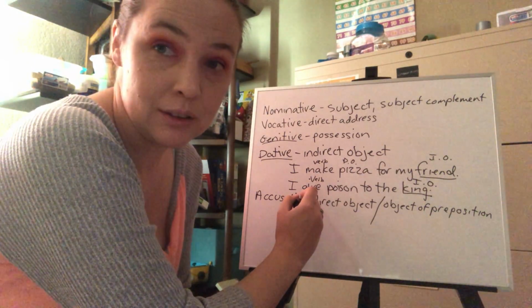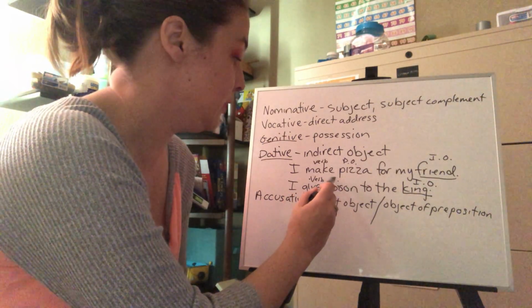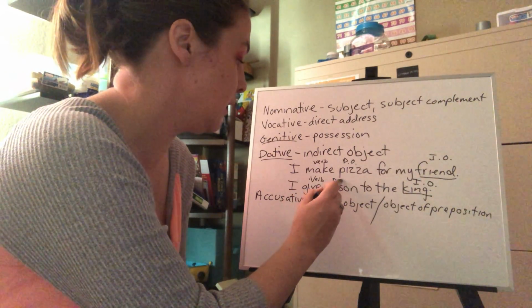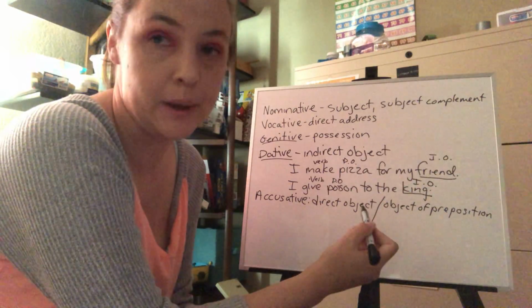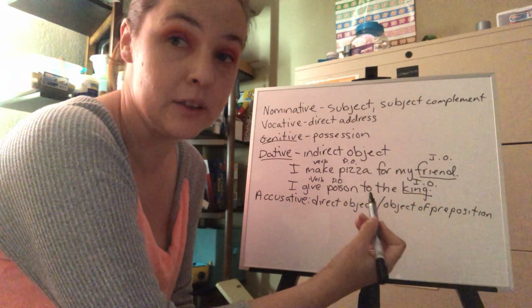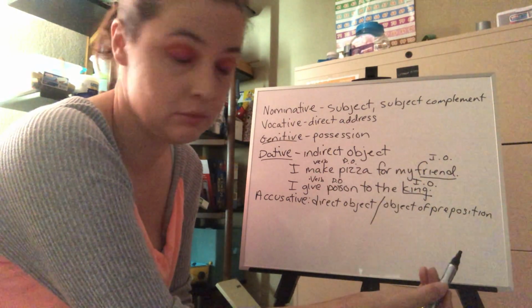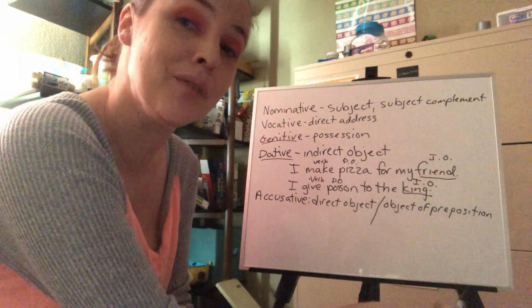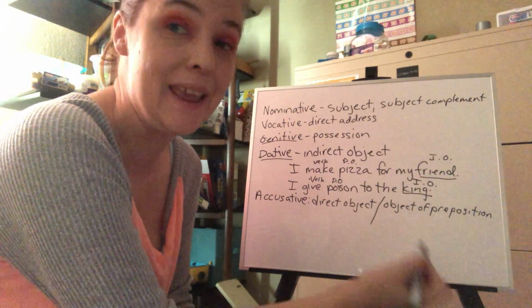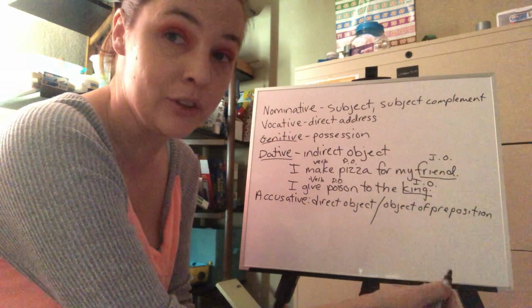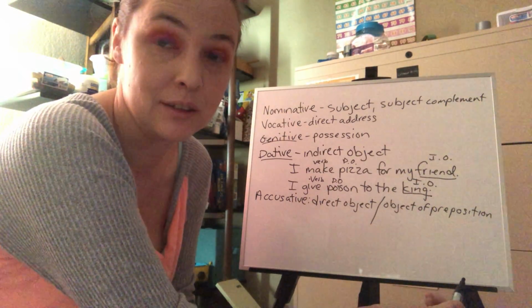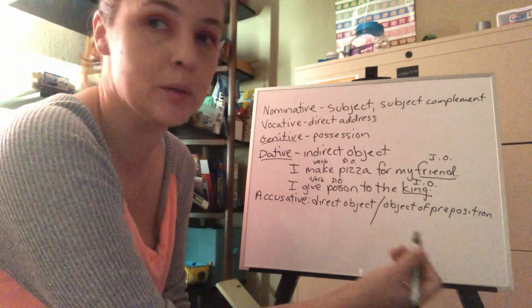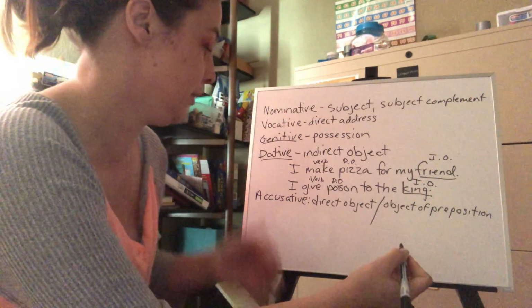What am I giving? I'm giving poison. This is my direct object. Okay? It's the thing that's being verbed. It's the easiest way to think of it. It is the direct recipient of the action. Okay? I hit the ball. The ball is the direct object. It's the thing I'm hitting. We used that example yesterday in one of my lessons.